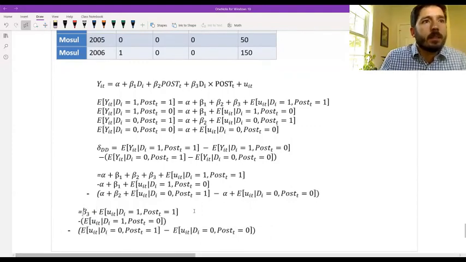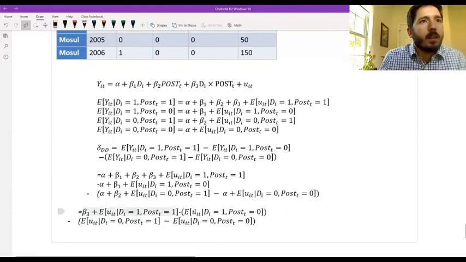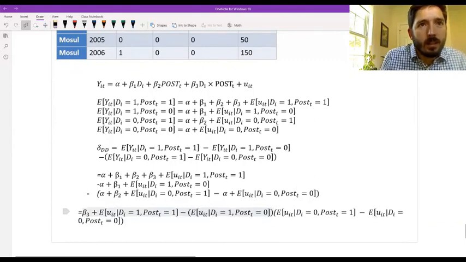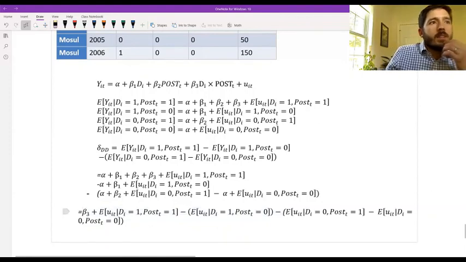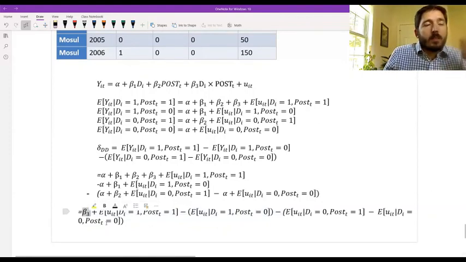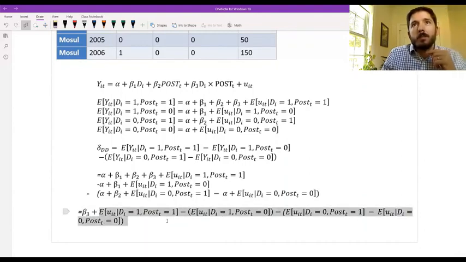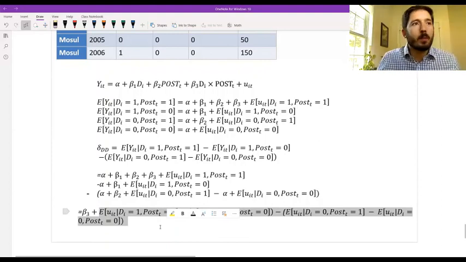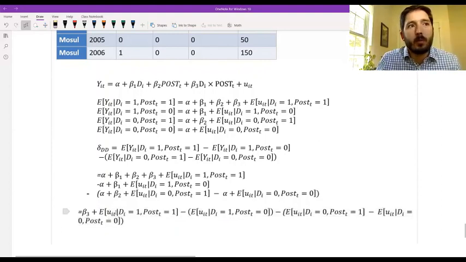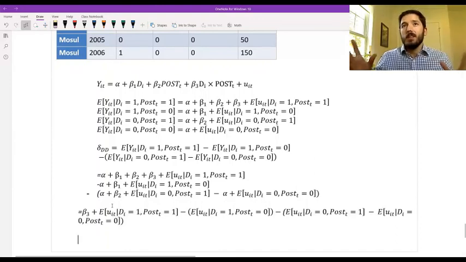And what do we got? So we've got this beta 3, which is our difference in difference estimate. Beta 3 plus all this nonsense. So think about what that nonsense is. That's about the residuals. That's a difference in difference in those residuals.